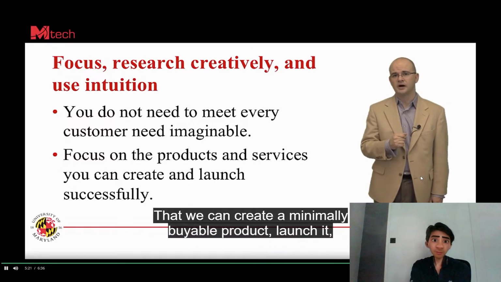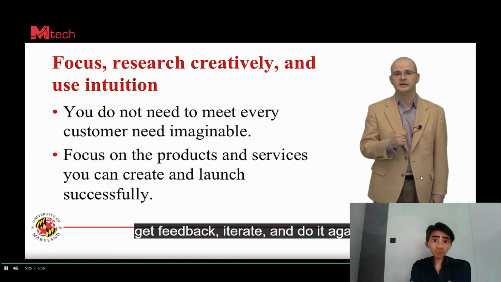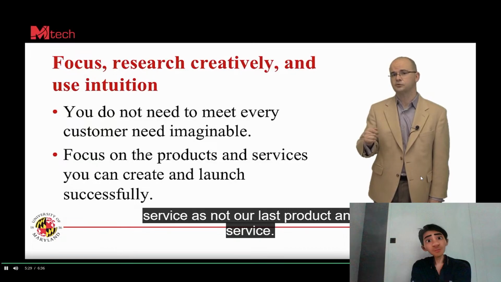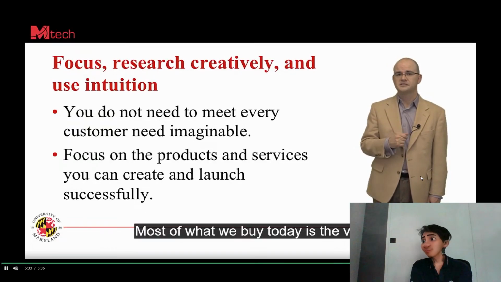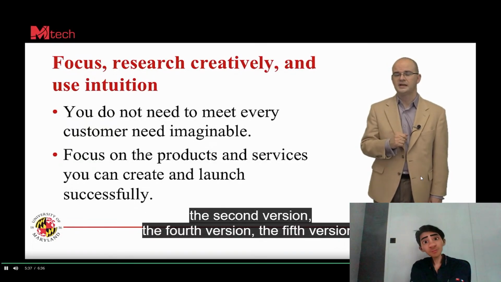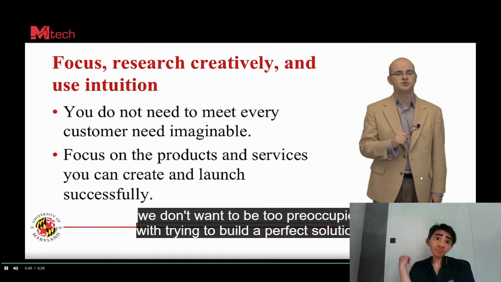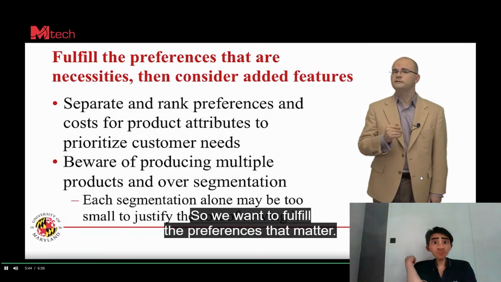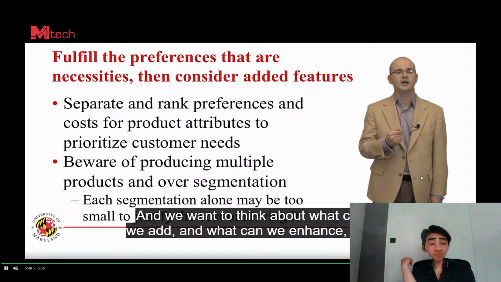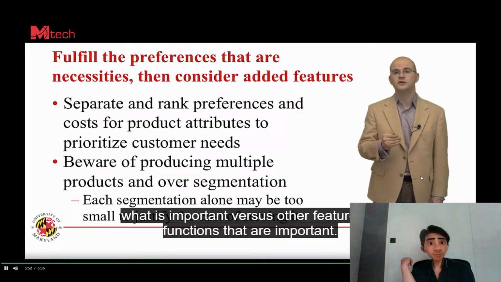That we can create a minimally viable product, launch it, get feedback, iterate, and do it again. And that we recognize our first product or service is not our last product and service. Most of what we buy today is the second version, the fourth version, the fifth version. So in that context too, we don't want to be too preoccupied with trying to build a perfect solution. So we want to fulfill the preferences that matter, and we want to think about what can we add and what can we enhance, and what is important versus other features or functions.